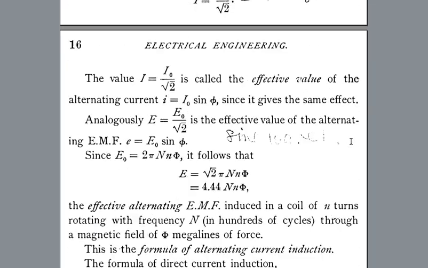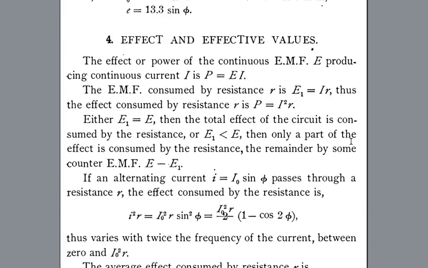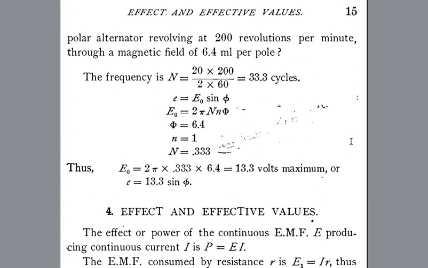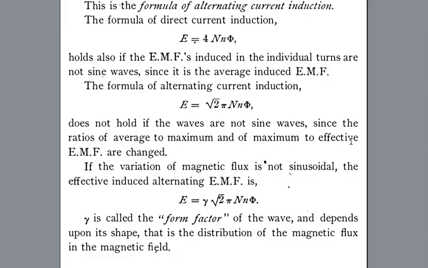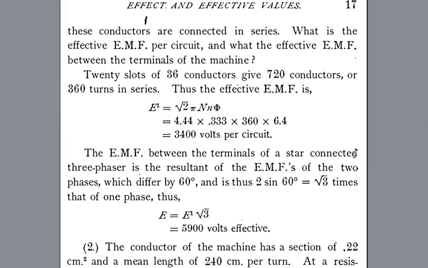20 slots of 36 conductors give 720 conductors, or 360 turns in series. Thus, the effective electromotive force is E1 equals square root 2 pi n phi equals 4.44 times 0.333 times 360 times 6.4 equals 3,400 volts per circuit.